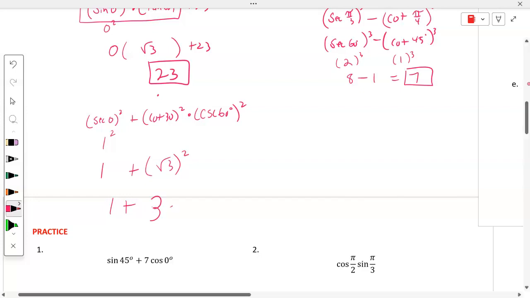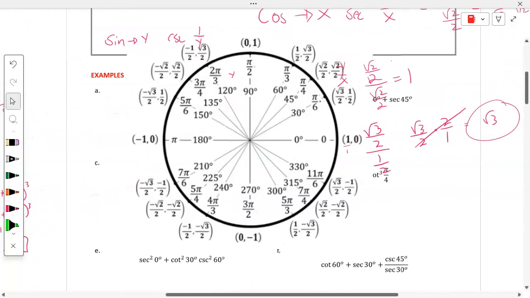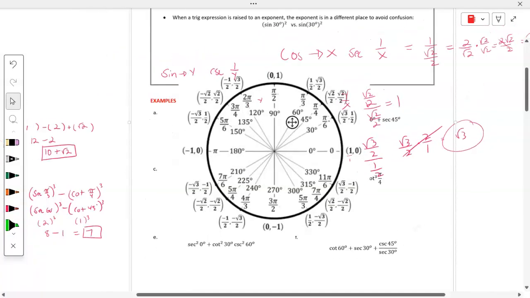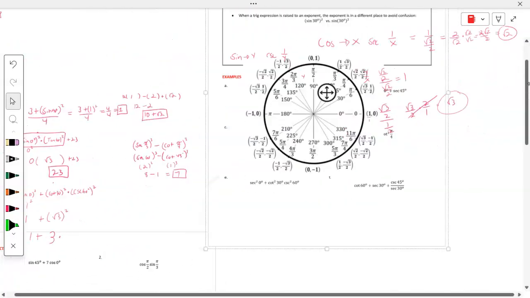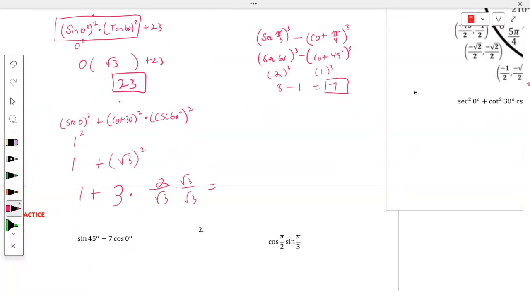And then, of course, we have to times that times the cosecant of 60. Well, cosecant's the flip of sine. I know that sine is y. So we're going to go to 60 degrees. We're looking for the y value, which is root 3 over 2 right there at 60 degrees. And we want to do the flip of that. So the flip of root 3 over 2 would be 2 over root 3. We're then going to rationalize that, getting us 2 root 3 over 3.